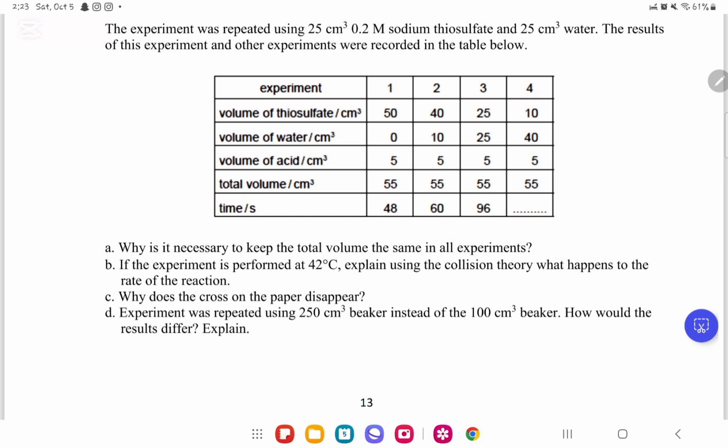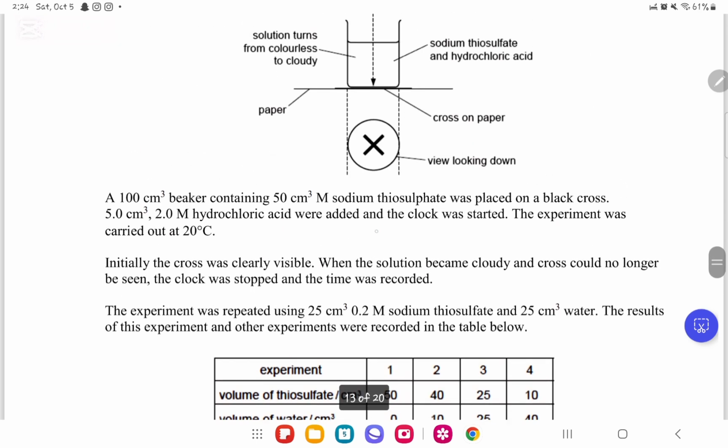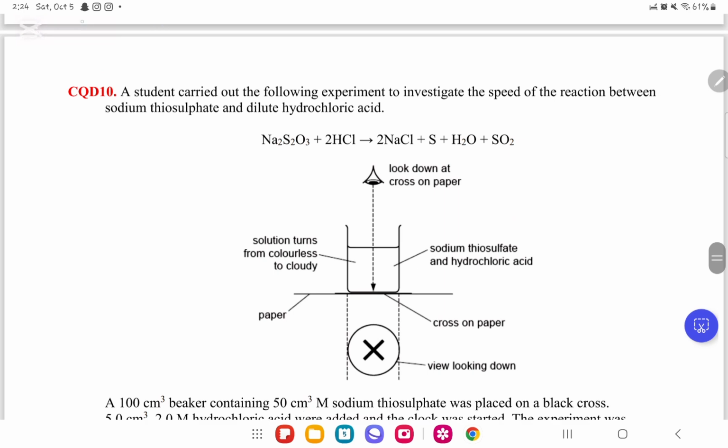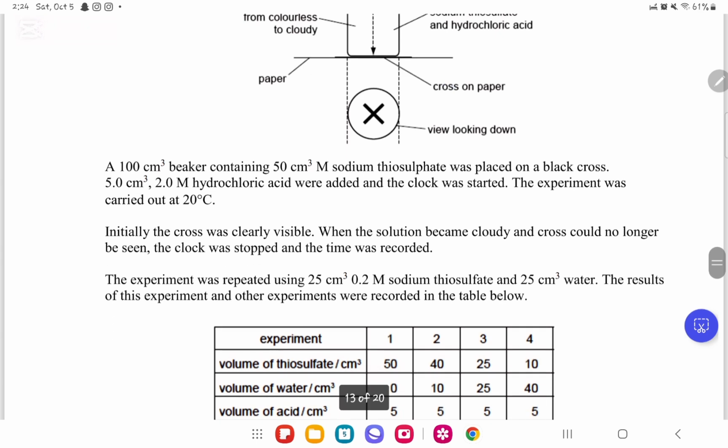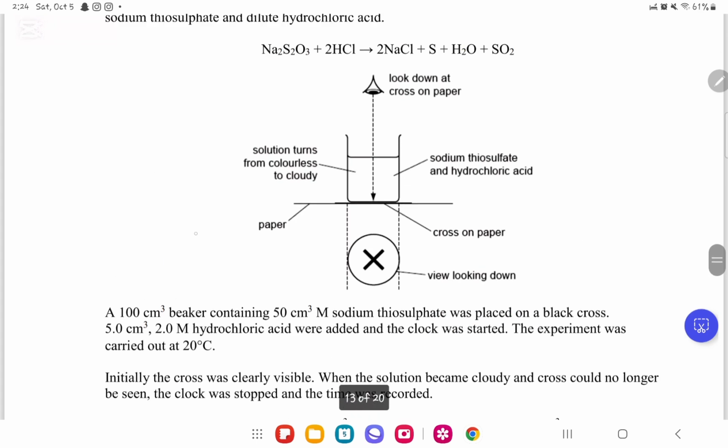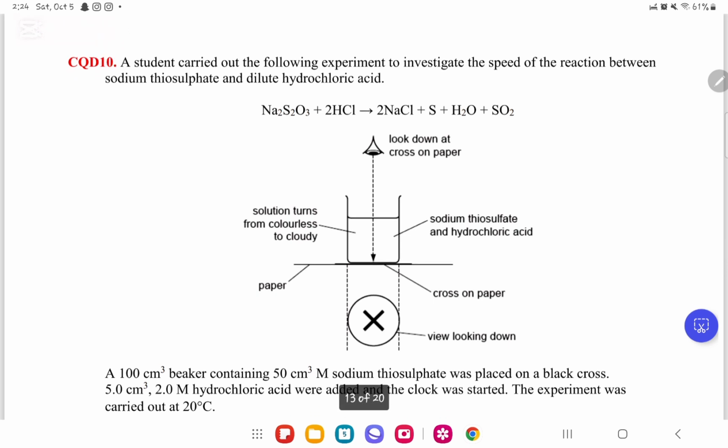C. Why does the cross disappear on the paper? Because when we are doing this reaction, what happens? It will form something cloudy, okay? This is cloudy. Why? Because we formed a solid sulfur. And what do we call it when we form a solid in an aqueous reaction? We call it a precipitate.